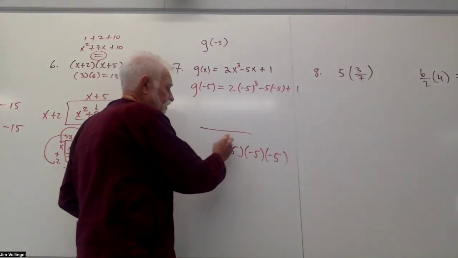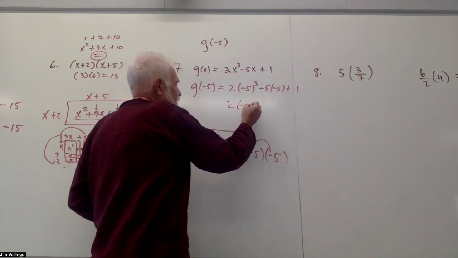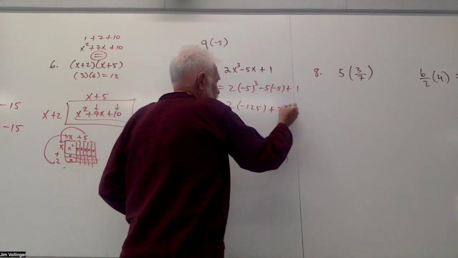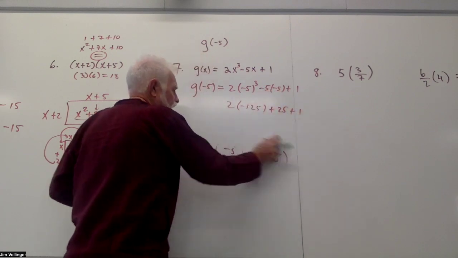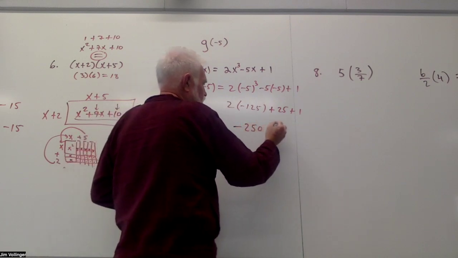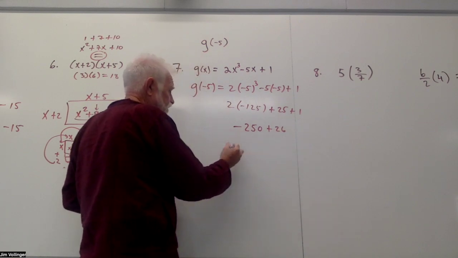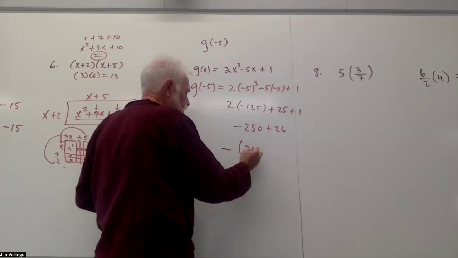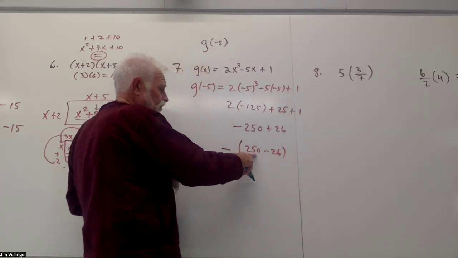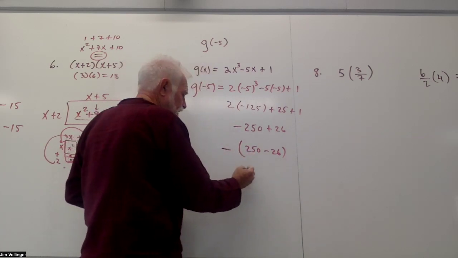-5 times -5 times -5. Okay. Negative times a negative is a positive, times a negative is a negative. So this gives me 2 times -125. A negative times a negative is a positive. And I hope that you get -250 plus 26. Negative is going to win out. So this is the same thing as the opposite of 250 minus 26. So take away 20, 230, take away another 6, 224. So we have -224.